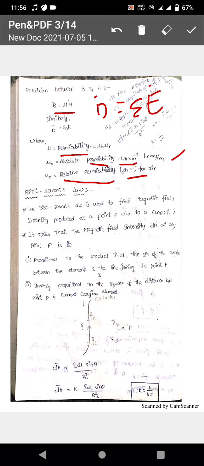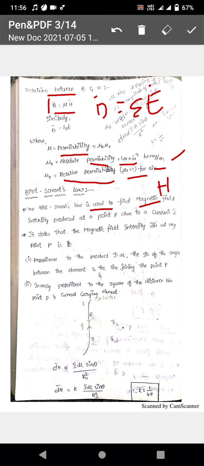Now we go for the new topic, Biot-Savart's Law, that you studied previously in 10 plus 2, that is 12th standard. What is the purpose of Biot-Savart's Law? To find the magnetic field intensity, that is H bar. To find H bar we require Biot-Savart's Law. If you know H, you can calculate B, that is magnetic flux density, by the use of the relation B equal to mu H.